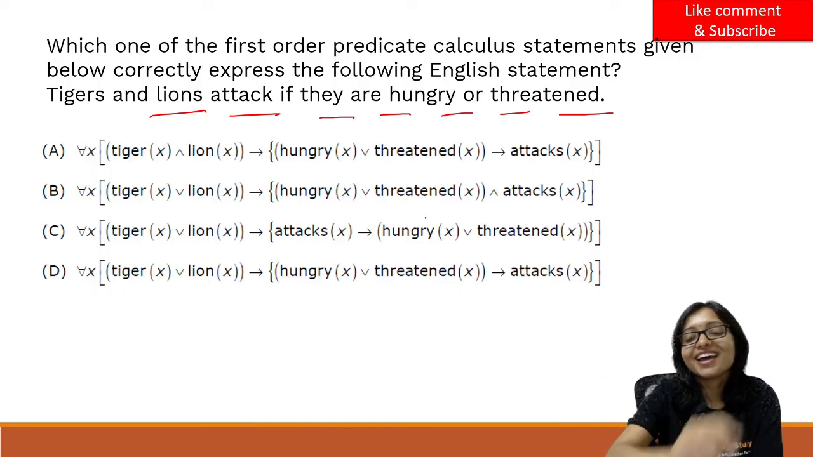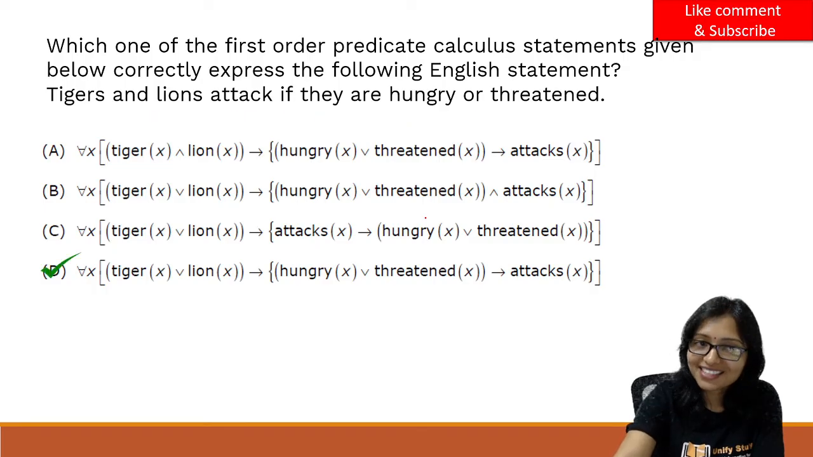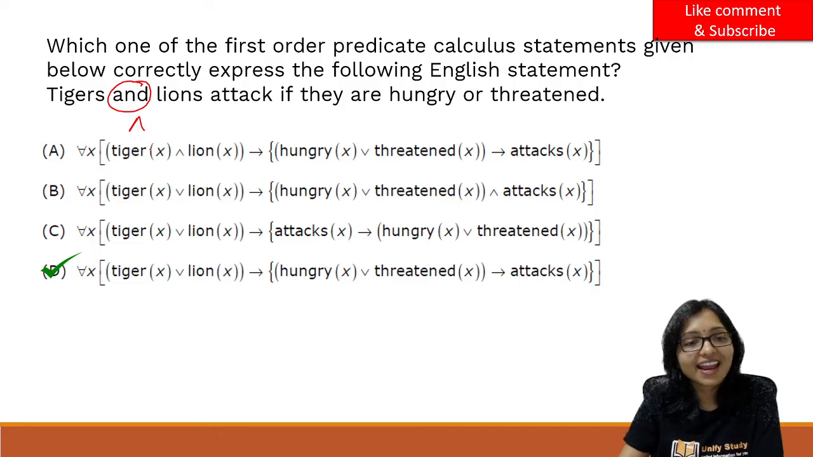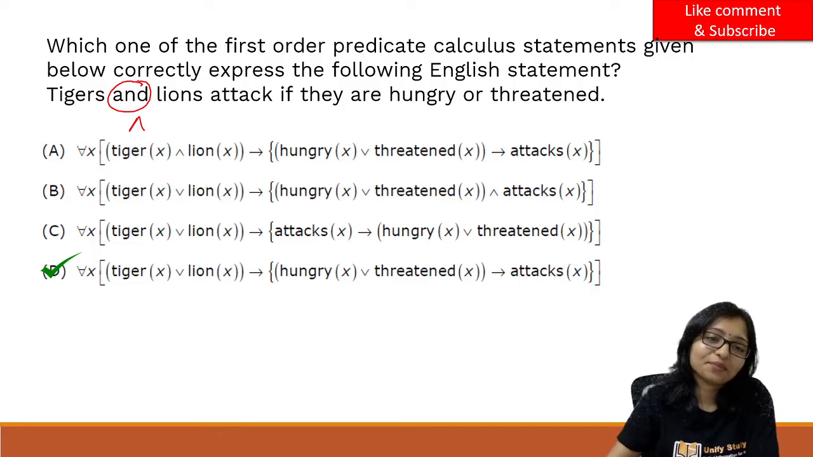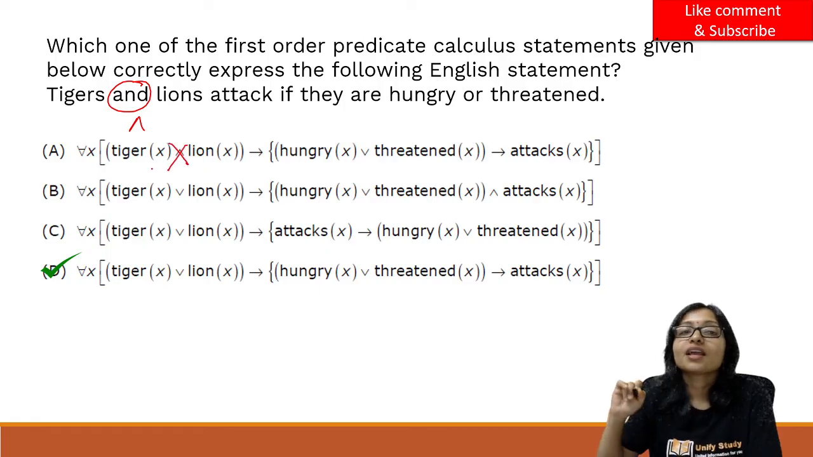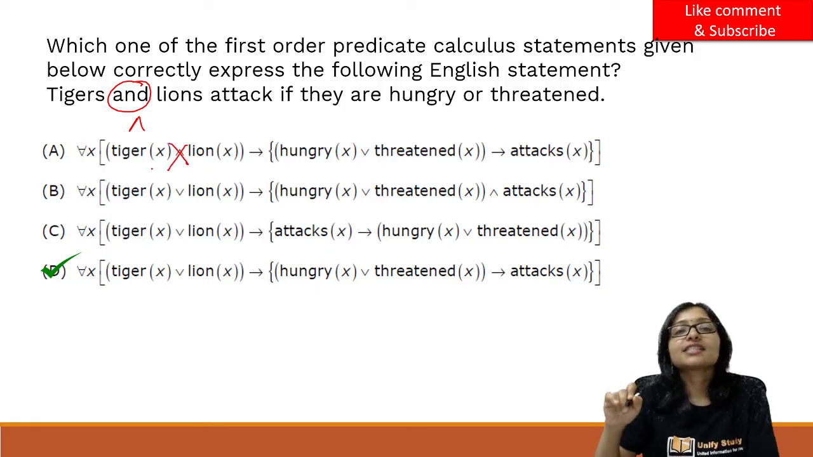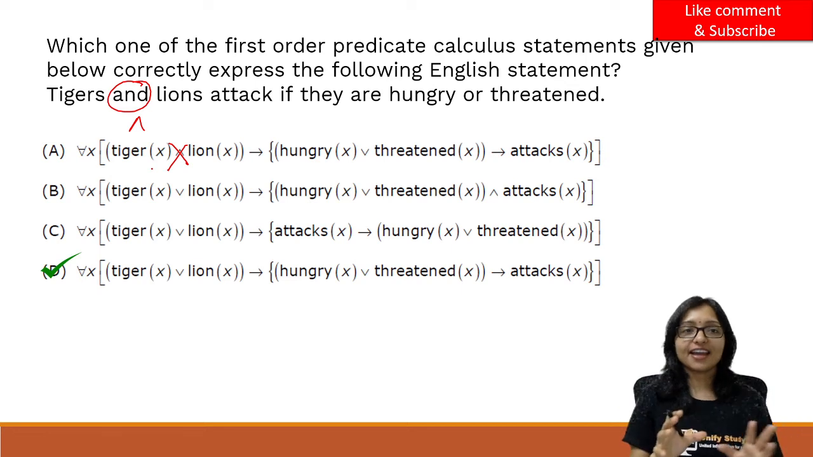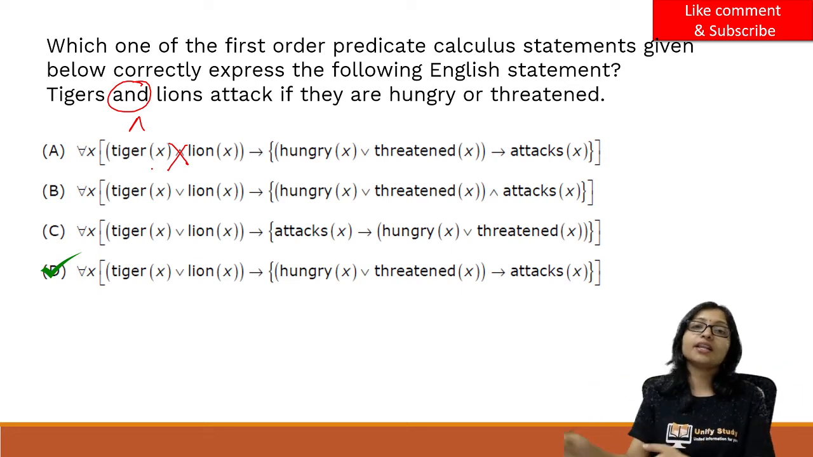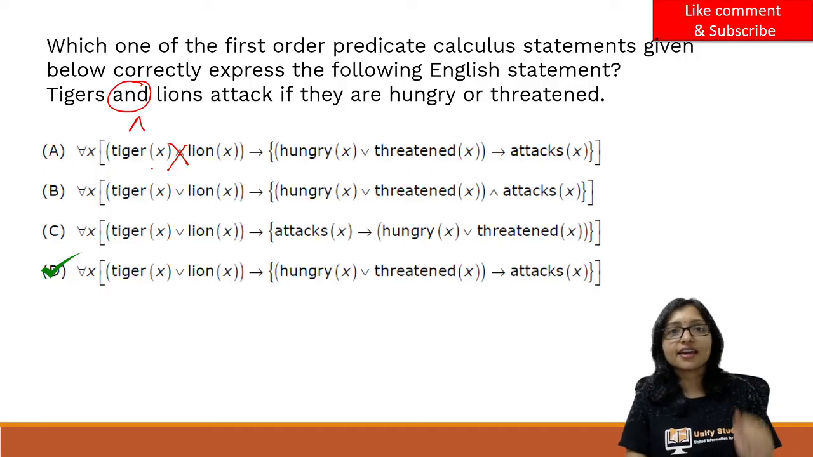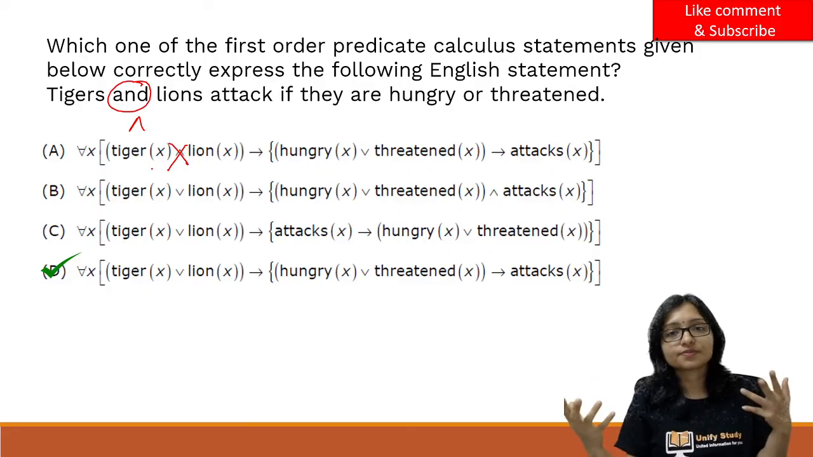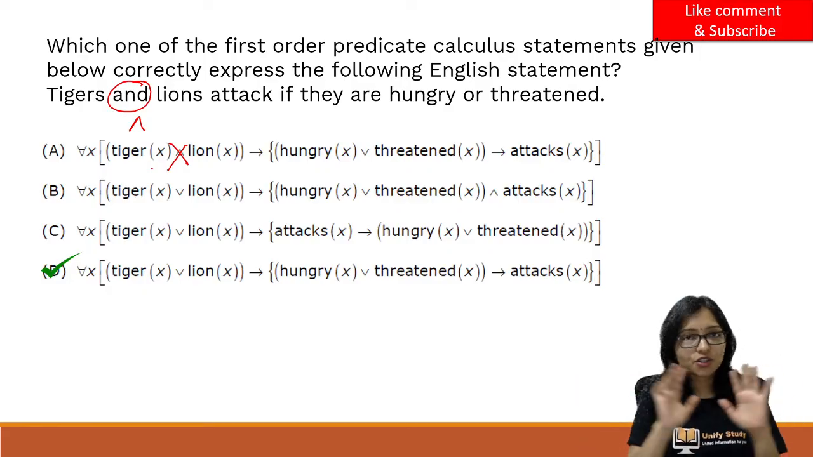Here you all are making a common mistake. By looking at this, you are searching for the and symbol, and you are making a mistake here. Yes, this is wrong. Why, ma'am? Because see, tiger and lion means either tiger or lion, they will attack. It's not like a tiger is hungry, so it will call the lion, "Lion, please come, we should attack." It's not like that.